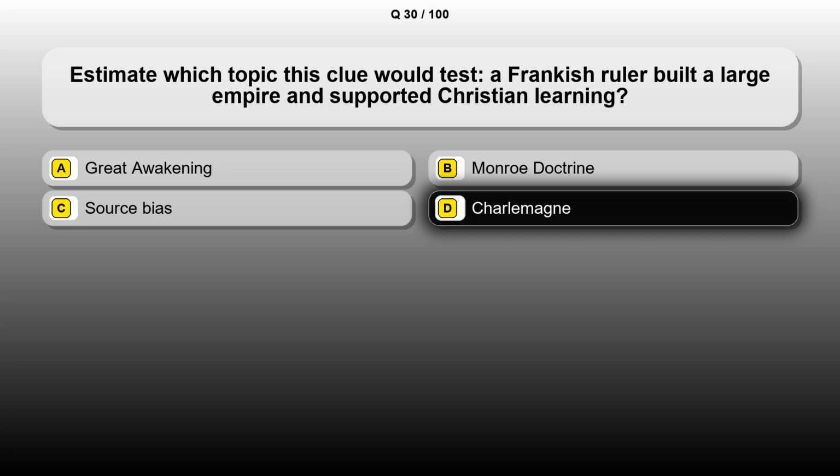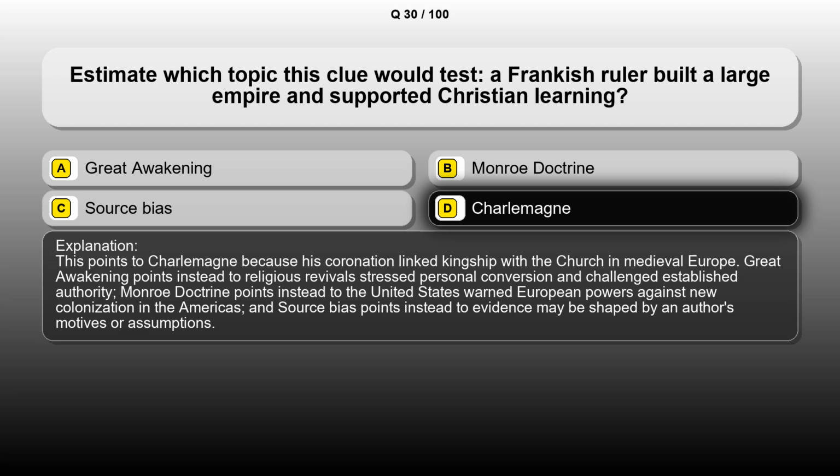The correct answer is option D, Charlemagne. This points to Charlemagne because his coronation linked kingship with the church in medieval Europe. Great Awakening points instead to religious revivals that stressed personal conversion and challenged established authority. Monroe Doctrine points instead to the United States warning European powers against new colonization in the Americas, and Source Bias points instead to evidence being shaped by an author's motives or assumptions.